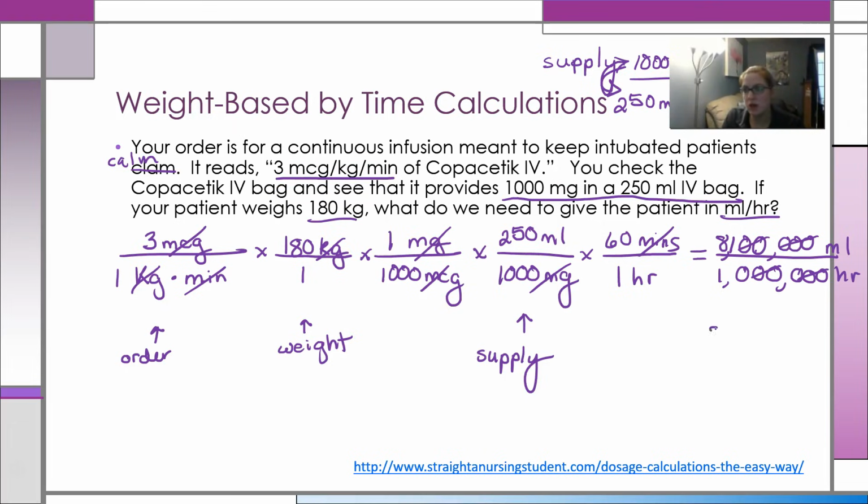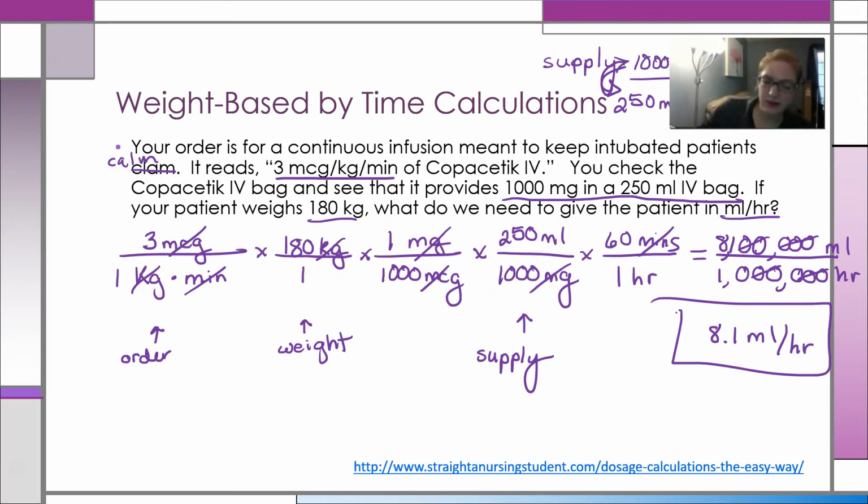So 8.1 milliliters per hour. Can't forget both units. They're both there. Got to keep track of both of them. 8.1 milliliters per hour.